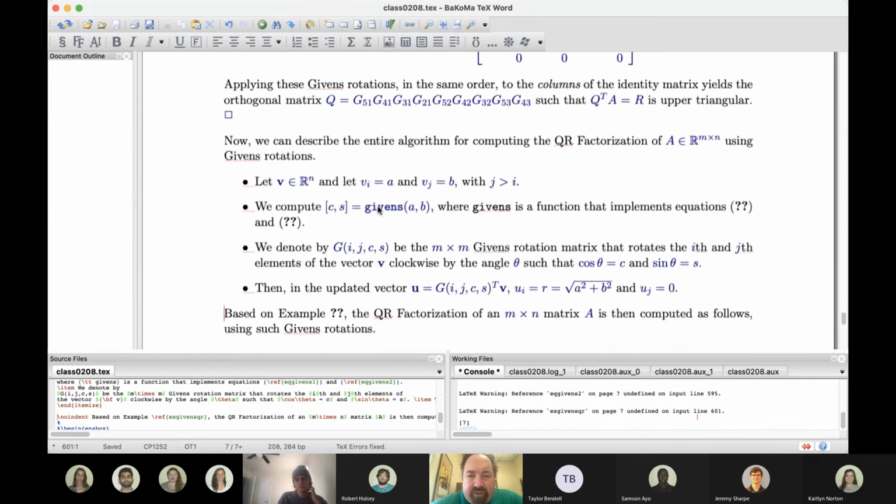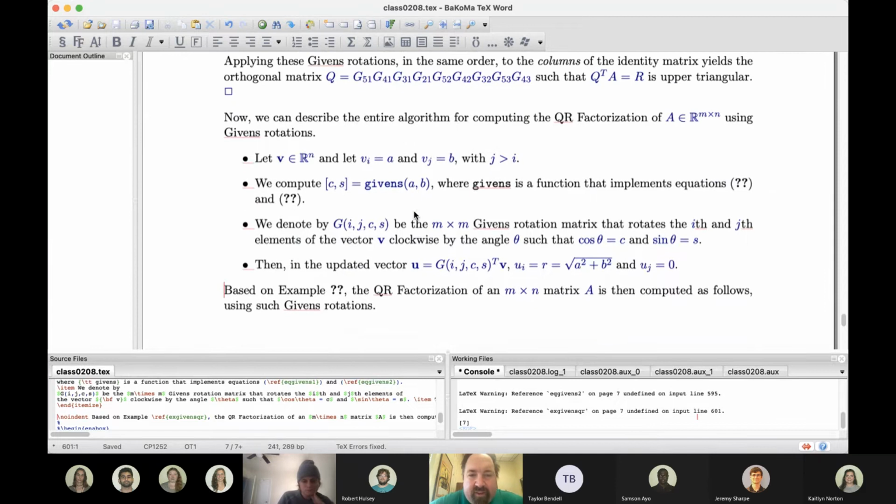So if I assume that I have such a function available, or I go ahead and write it myself, then I'm going to use this notation, G(I,J,CS), which is meant to specify which rows are being rotated, row I and row J, using that cosine sine pair, and that'll have the effect of zeroing out the value B.